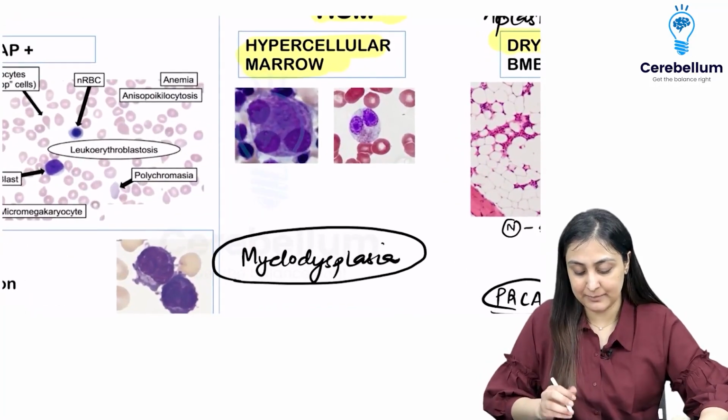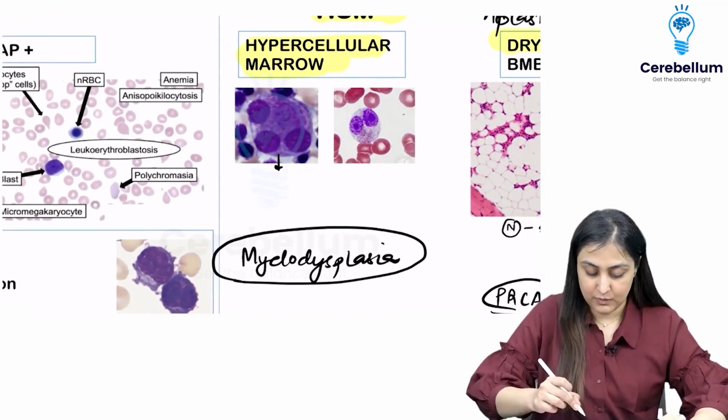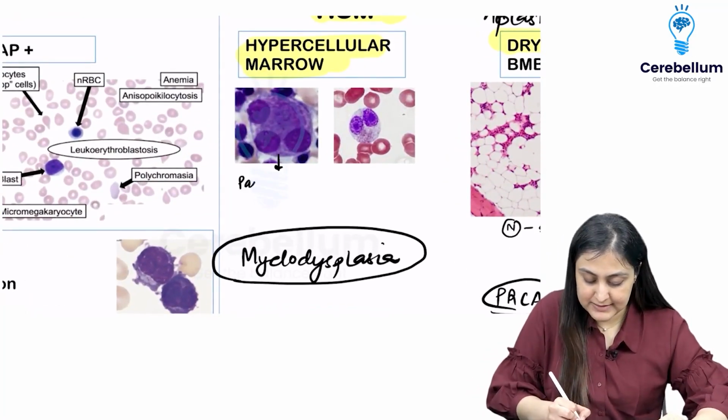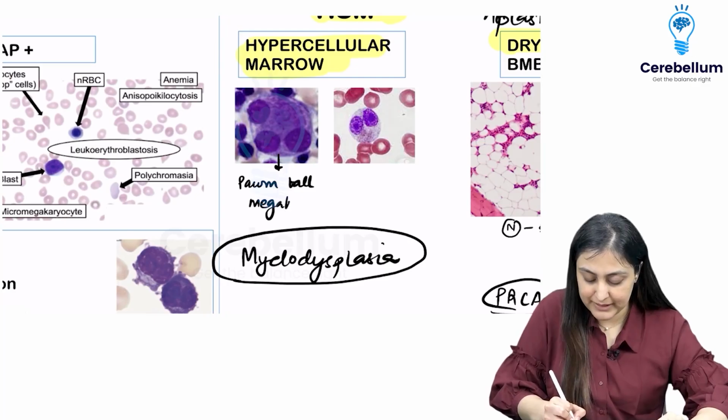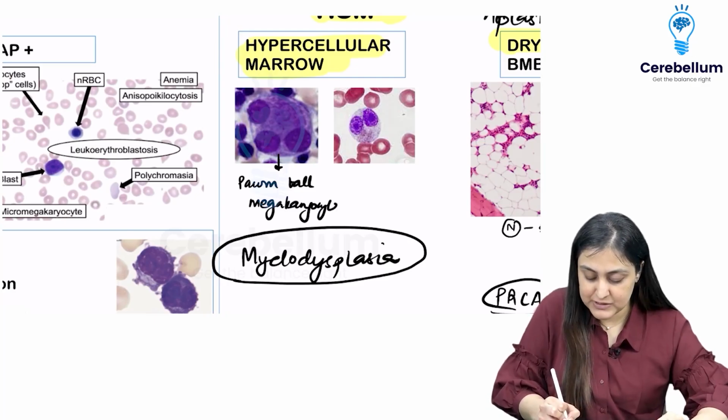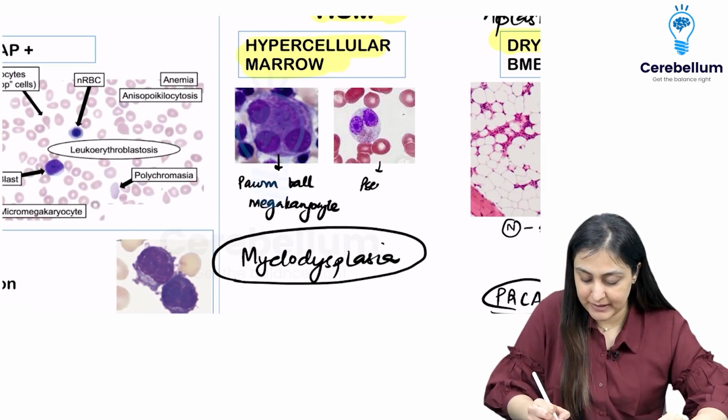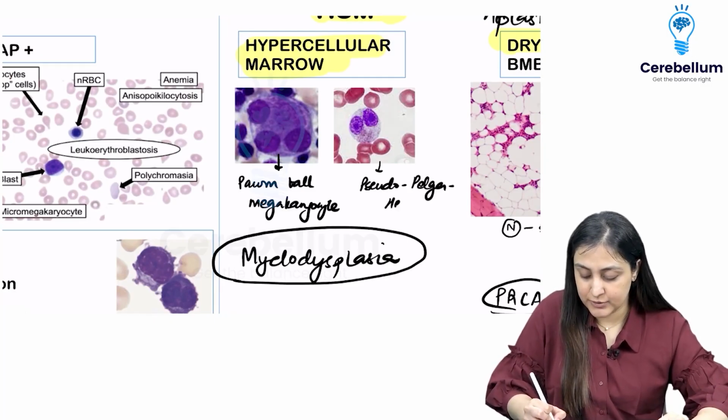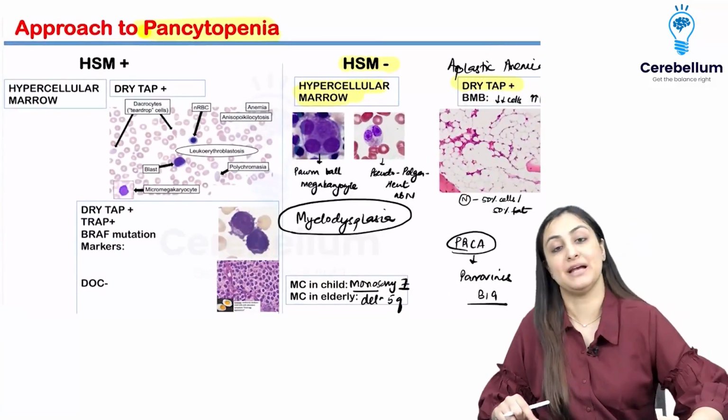You can see on the marrow there are two kinds of cells. What you are seeing here is known as a pawn ball megakaryocyte. So this is a pawn ball megakaryocyte, and what you see here is pseudo-Pelger-Huet abnormality. So this is pseudo-Pelger-Huet abnormality. Alright, so these are two named cells that you want to remember with myelodysplasia.